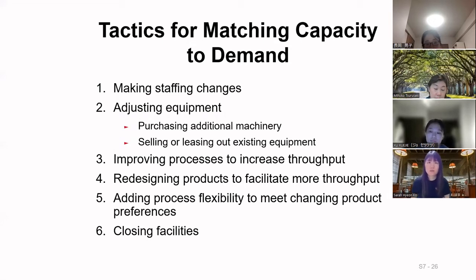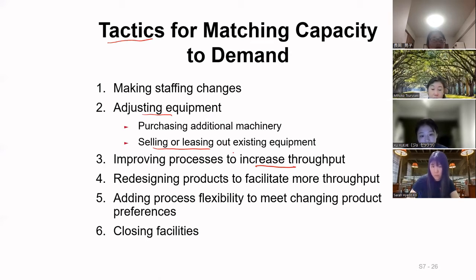So these are tactics for matching capacity to demand. We can make staff changes, we can adjust equipment through purchasing additional machinery or leasing, or subcontracting. That's why many big electronic manufacturers subcontract their products and don't produce by themselves. Improve the process to increase throughput, and this is improvement activities. If the efficiency is low, then you want to try and increase throughput. Efficiency, not utilization. Utilization is against the design capacity. So efficiency is the actual divided by the effective, so that you can increase the throughput. Redesign the product to facilitate more throughput, adding process facility or closing facility.